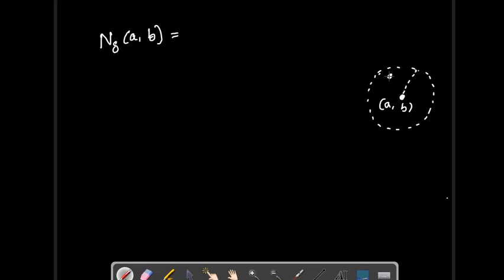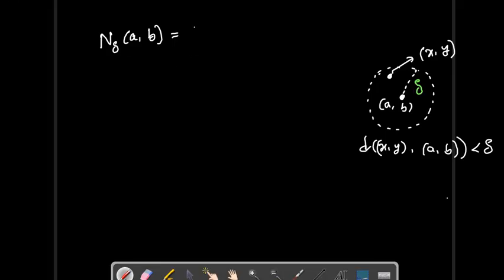How do you represent the circular disk? We are going to collect all points (x, y) in such a way that, assuming the circle radius is delta, the distance between (x, y) and (a, b) is less than delta. Then we say that this (x, y) is in the neighborhood of (a, b). Moreover, since we are taking the radius delta, we call it the delta neighborhood.